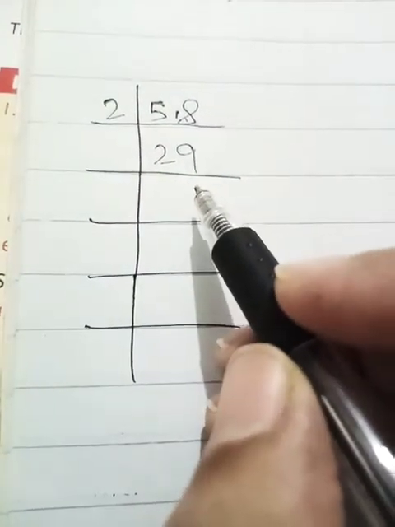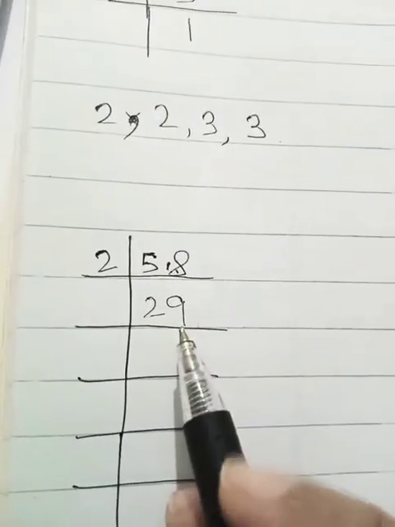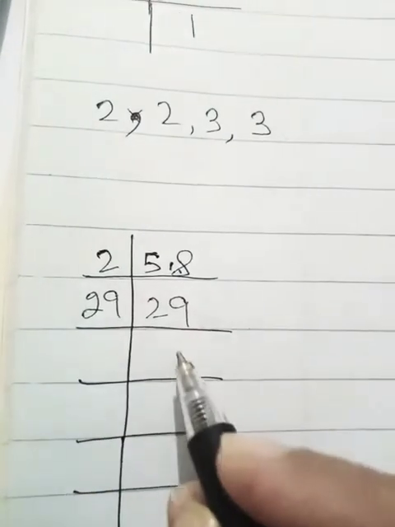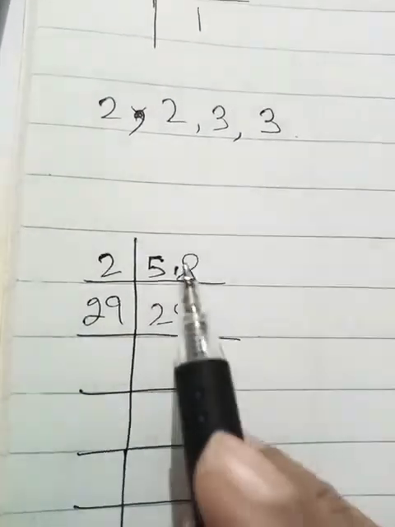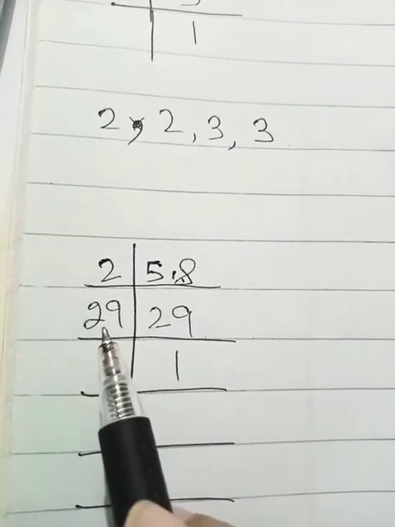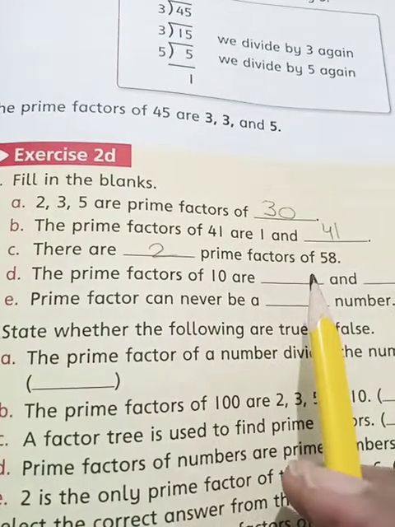Okay. 29. Now 29 is a prime number. It will come only in its own table. So 29 ones are 29. Now the prime factors of 58 are 2 and 29. How many? 2. There are two prime factors of 58.